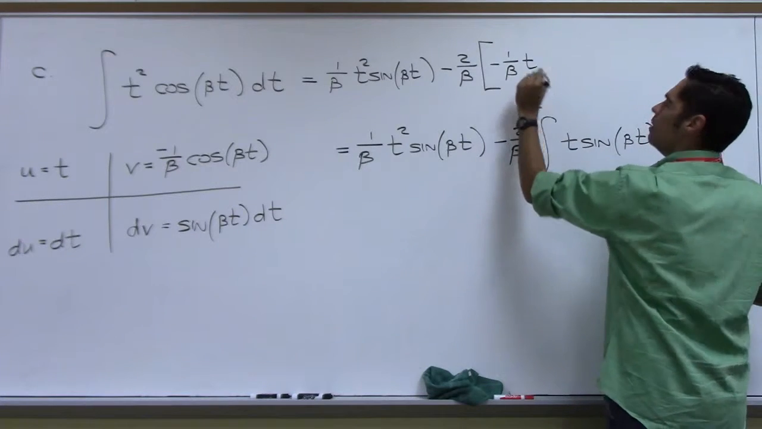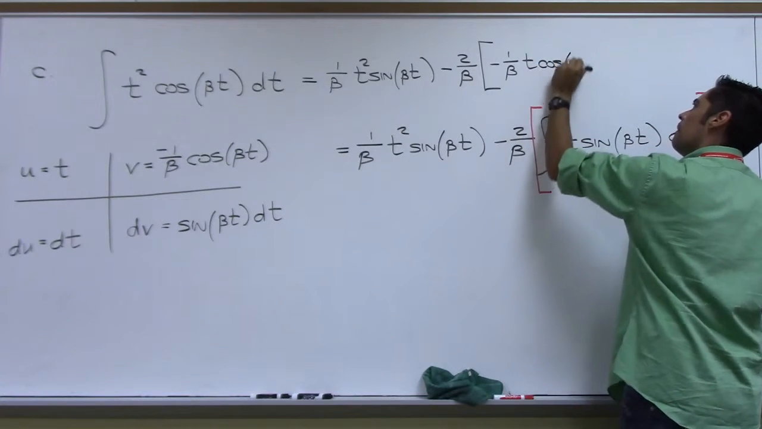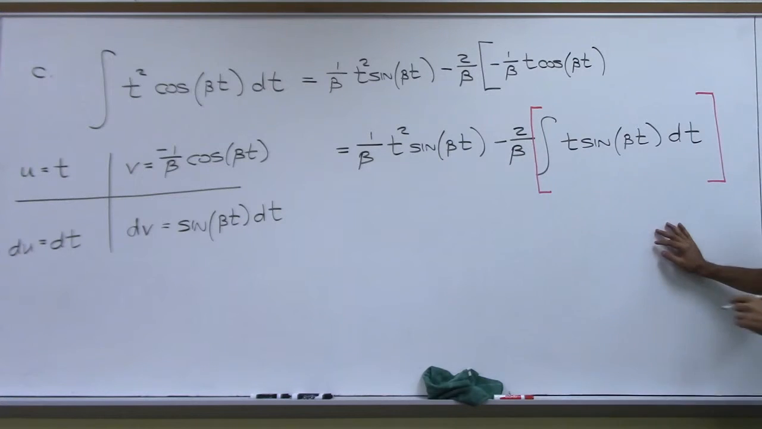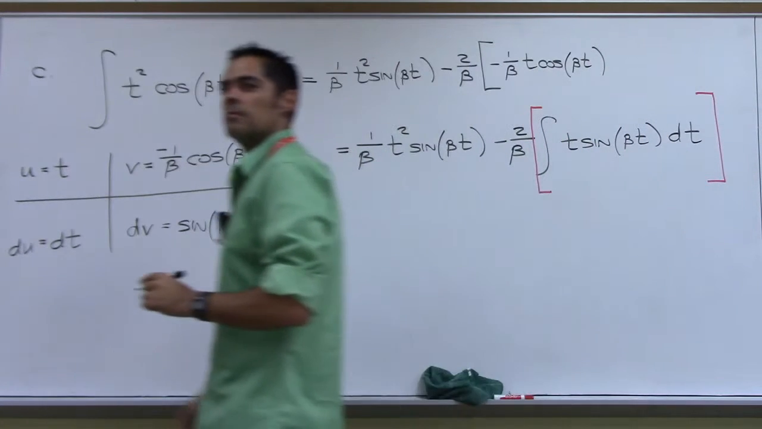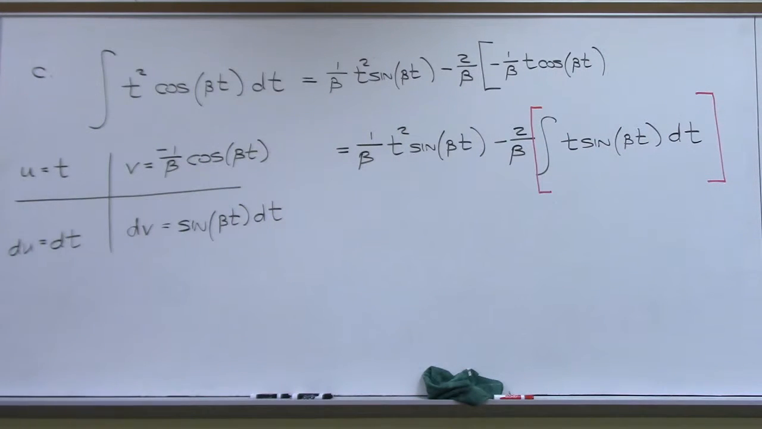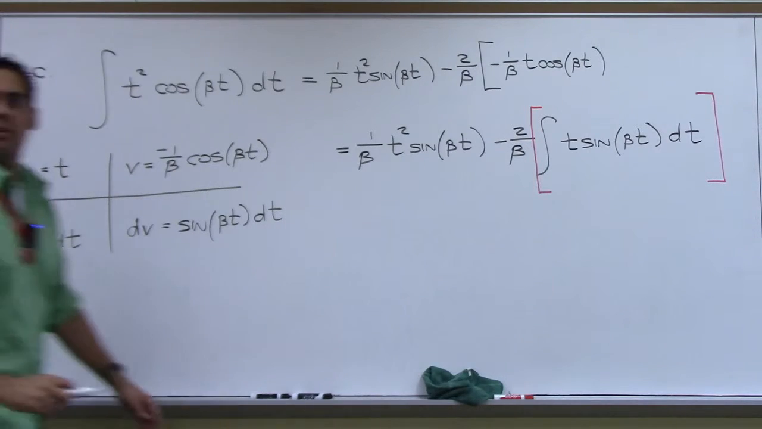t cosine beta t. So I have to pick on people who don't have their name tags then. What's your name, sir? Josh. All right, Josh. So can you give me minus integral voodoo now?